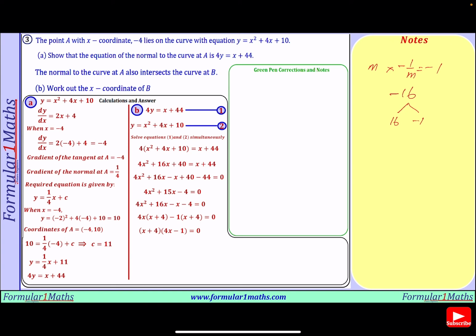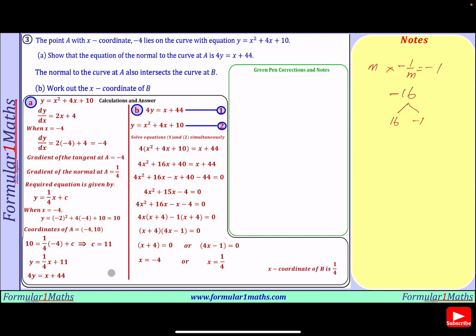That implies that x plus 4 is equal to 0 or 4x minus 1 is equal to 0. Solving these will give x equals -4 or x equals 1/4. But we know that x equals -4 is the x coordinate of A. That implies that the x coordinate of B is 1/4.